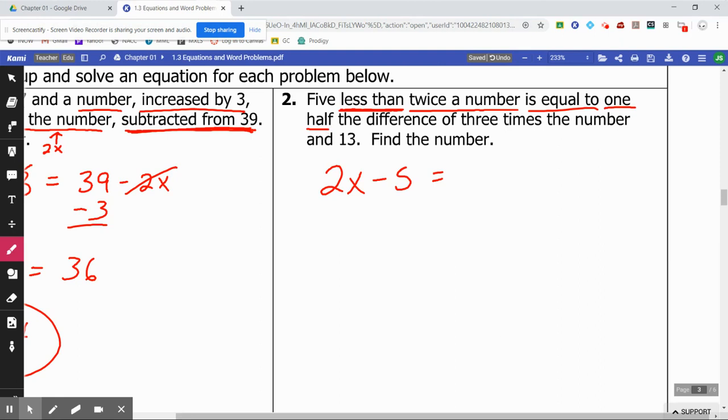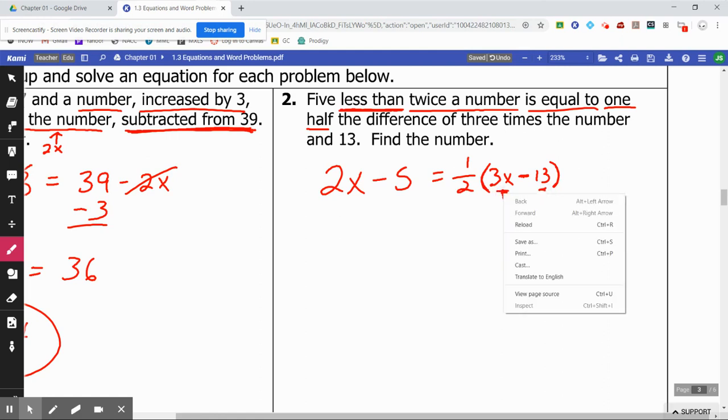1/2 the difference. When you're doing half of a sum or half of a difference, make sure that you put the difference in parentheses because it's not just 1/2 of one thing, it's 1/2 of the whole difference. The difference of 3 times the number and 13. Let me read that right side again. 1/2 the difference, so that's 1/2 times parentheses, difference means to subtract, 1/2 the difference of 3 times the number and 13. And you're going to do that in the order that it tells you in that case. So 3 times the number and 13 is difference.